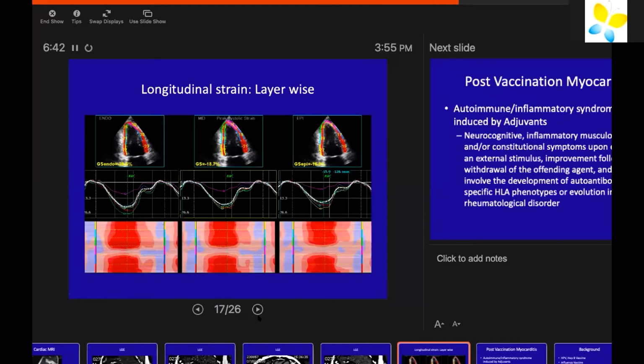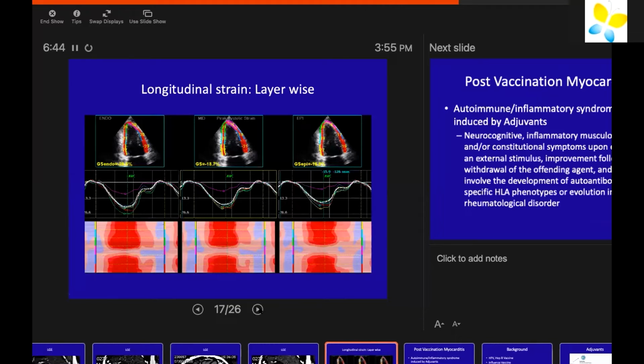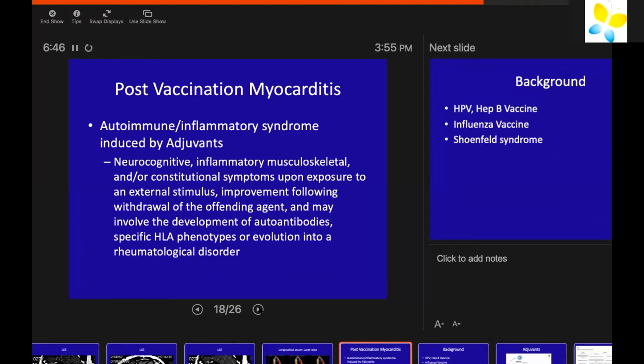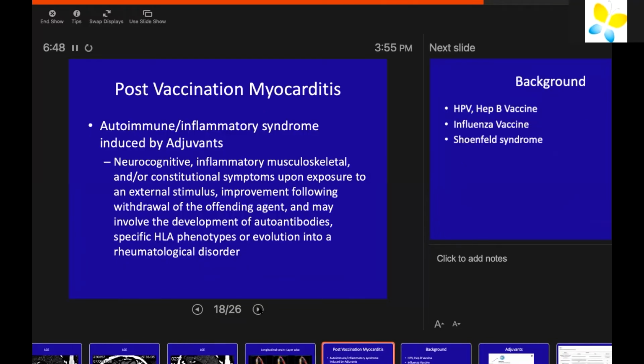This is our longitudinal strain layer-wise analysis. So in summary, he had a myocarditis. So why did he have myocarditis? Possibly, this entity has been defined as an autoimmune or an inflammatory syndrome that is induced by adjuvants.